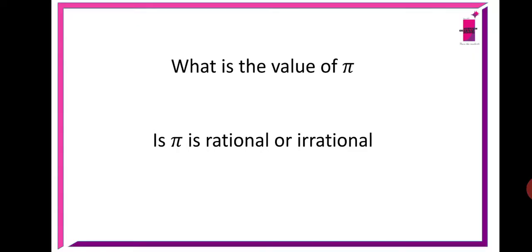Now, what is the value of pi? Pi generally we take as 22 by 7 and 3.14. These are approximate values of pi. According to these approximate values you might guess that it is rational, but it is an irrational number. Pi is not a rational, it is an irrational.